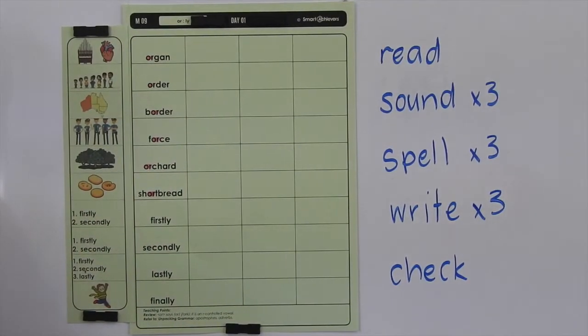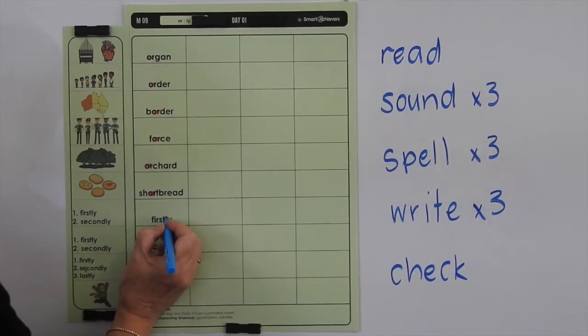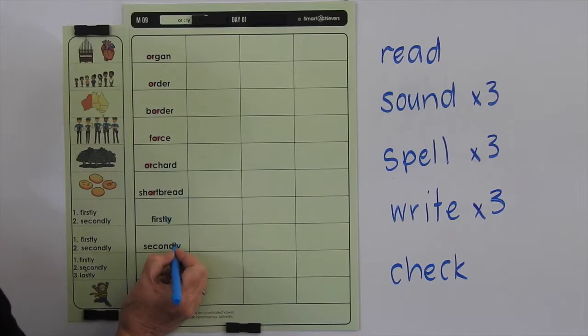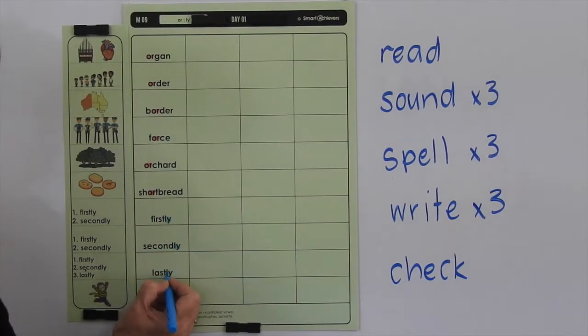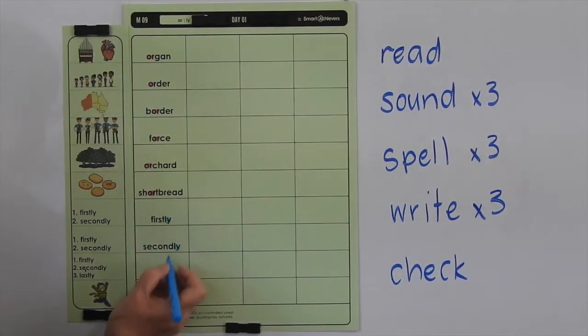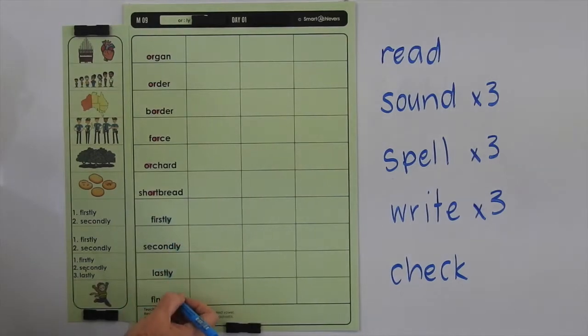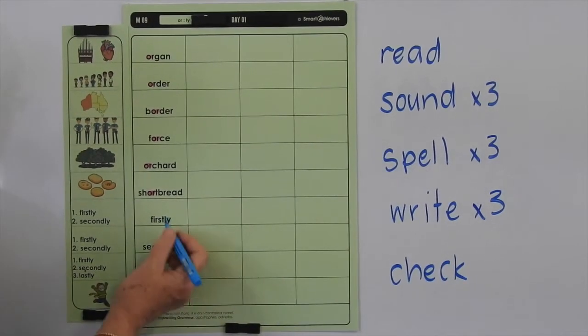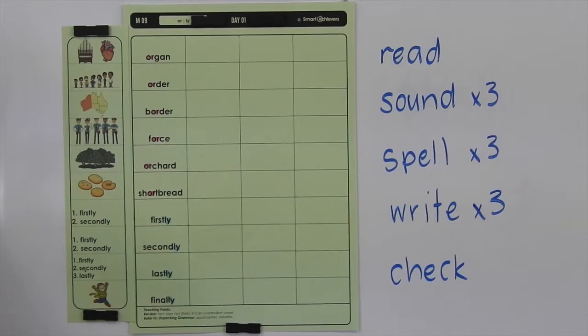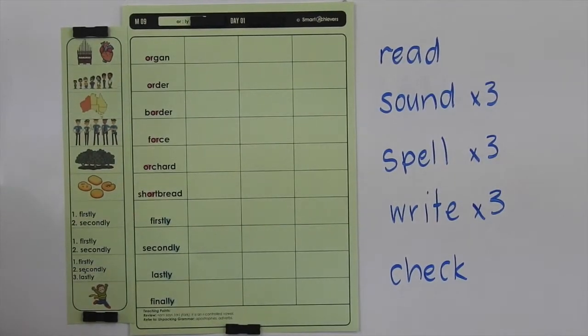The other thing we're looking at is ly on the end of a word, and commonly we use ly on the end of a word to form an adverb. So these words are words that you would use a lot when you're writing a persuasive text. Right, let's go back and look at any other things that we can see happening in these words.